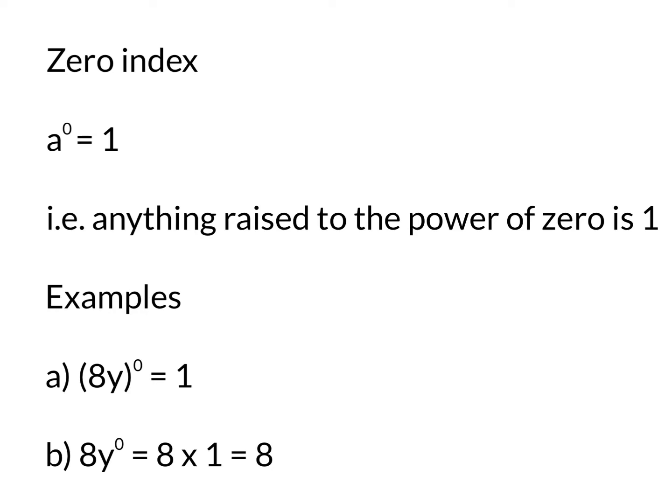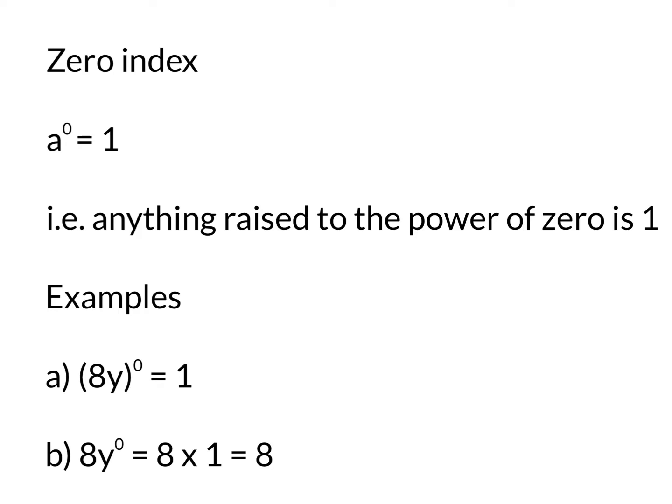This is our next one, which is zero index. And we say that anything to the power of 0 is equal to 1. The only exception is we can't do 0 to the 0. But anything else to the power of 0 is always equal to 1.